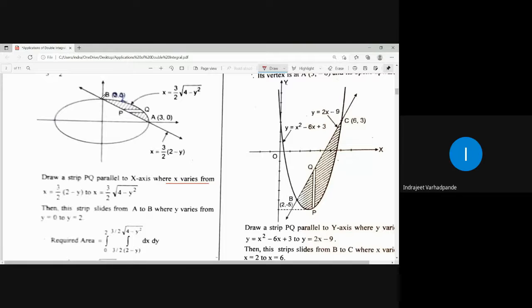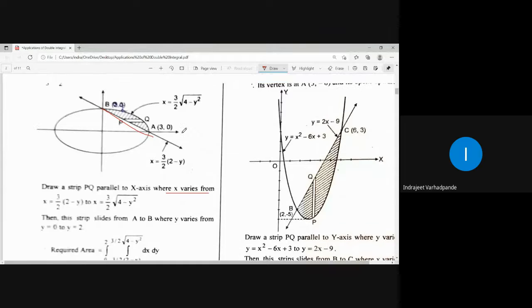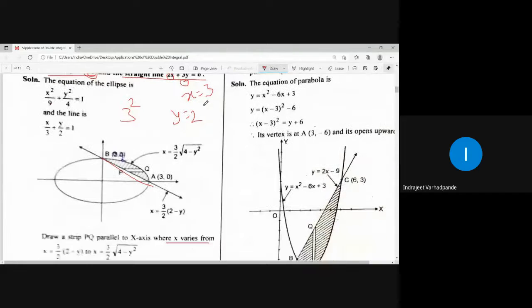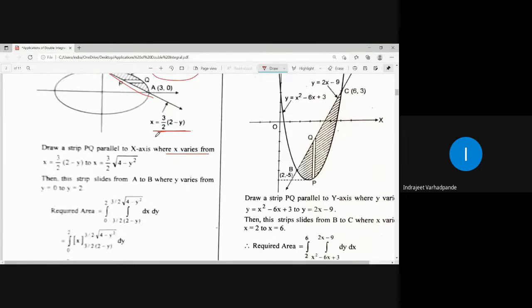Where is x going from and to? X is moving from this particular line to the ellipse. Equation of the line is 2x plus 3y is equal to 6, so x is 6 minus 3y upon 2. That is how it will be expressed. Convert the equation of the ellipse: x square by 9 is equal to 1 minus y square by 4. Take LCM, it will be 4 minus y square. The square root of 9 by 4 will be 3 by 2. So x is equal to 3 by 2 under root of 4 minus y square.